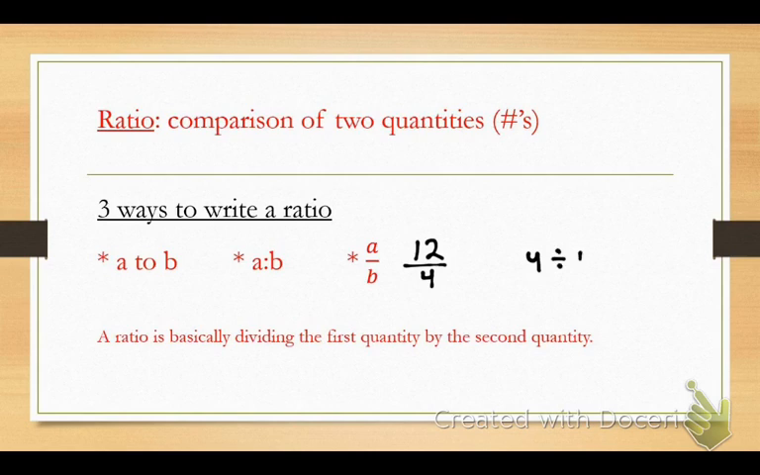4 divided by 12. I want you to understand, this does not mean that we are comparing the second quantity on the bottom to the top. This is not how that should be. The first number is what you write first, 12 divided by 4. Does everybody understand that? So right here, a ratio is just basically dividing the first quantity by the second quantity.